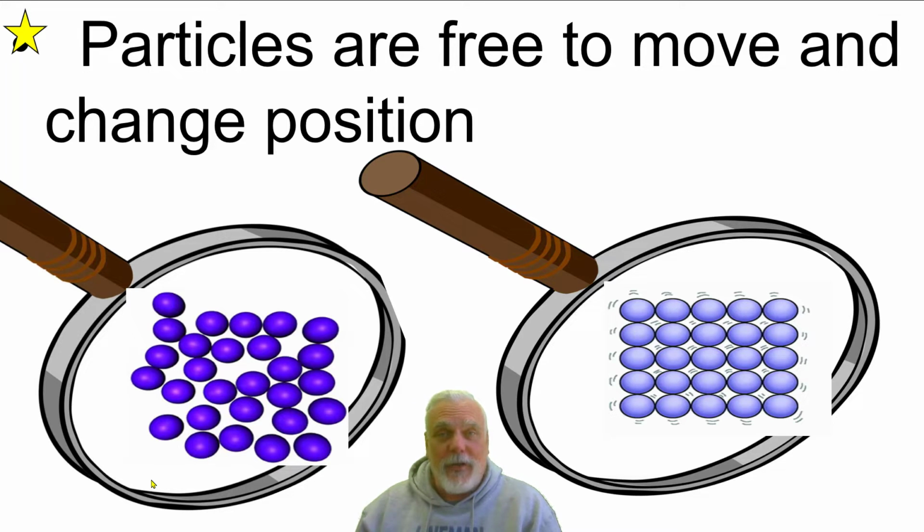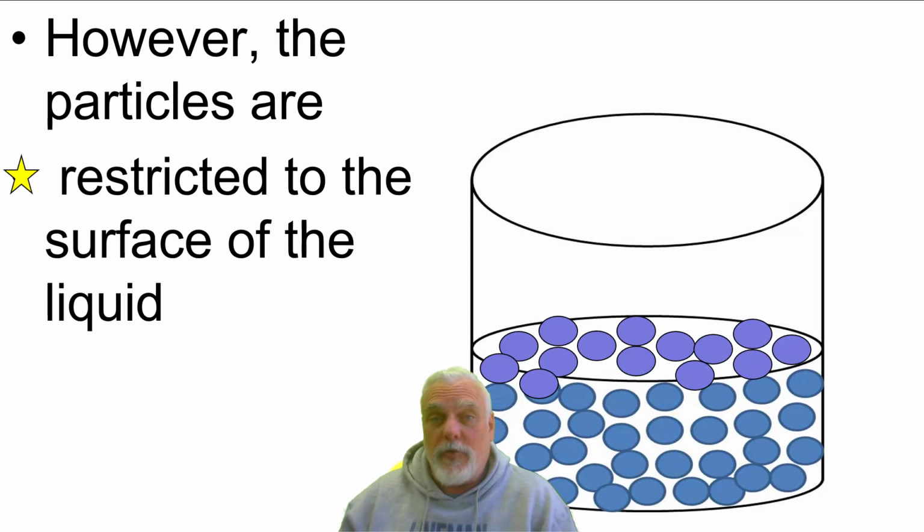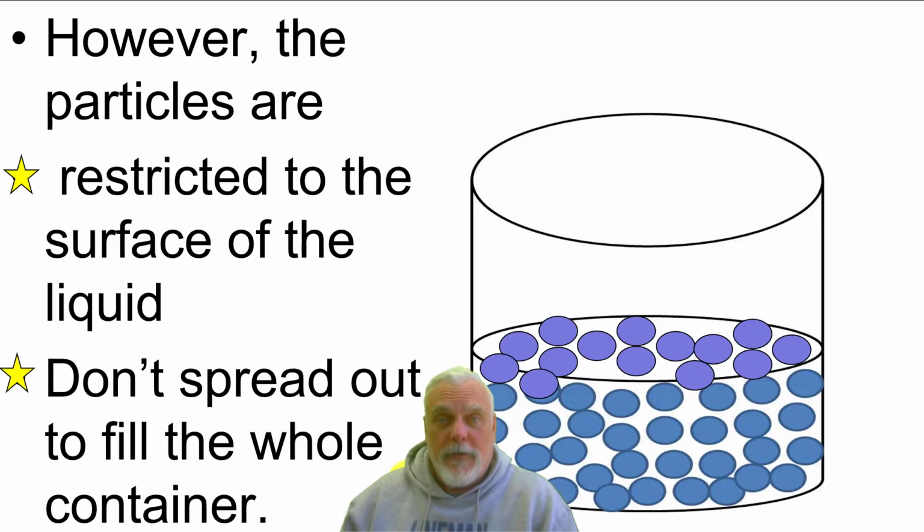The particles in the liquid are free to move and to change position relative to one another. That's not like a solid. Although the particles are free to move about and to change position relative to one another, the particles do have some restrictions. They are restricted to the surface of the liquid. The particles don't spread out to fill the whole container. So these liquid particles don't just start shooting up or floating around over here, shooting out of the container. They are restricted to the surface level of the liquid itself.